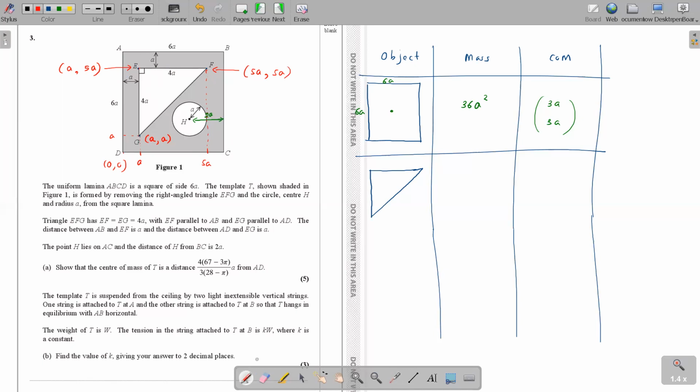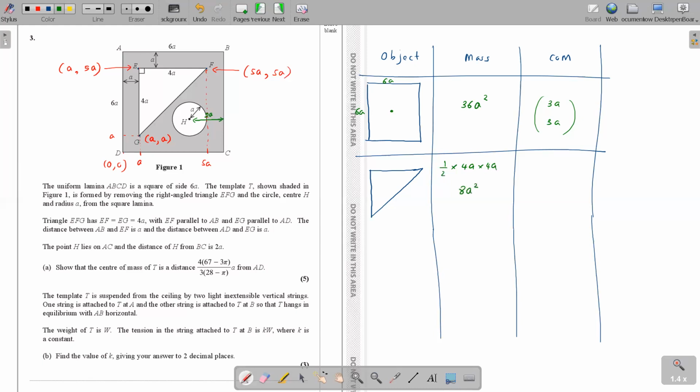Okay, so I have the coordinates now. Let's get the area: half into base into height. You can see it's a right angle triangle. Base and height are just adjacent to the right angle, right? Half into 4a into 4a. Can I have the answer? 8a square. Area is 8a square.